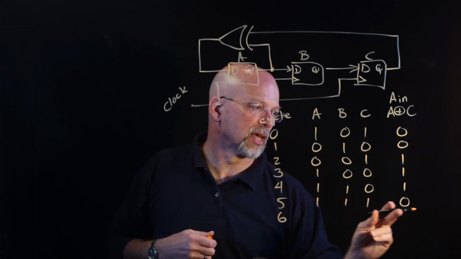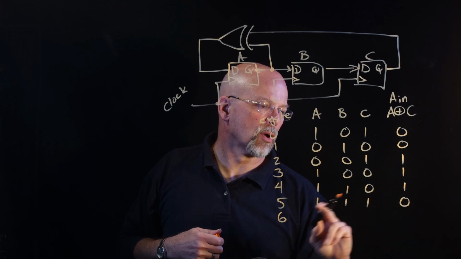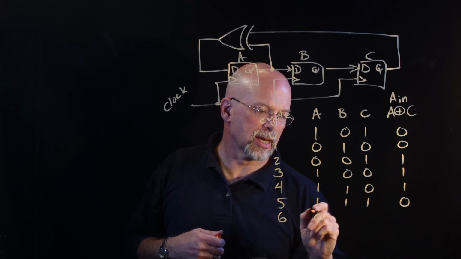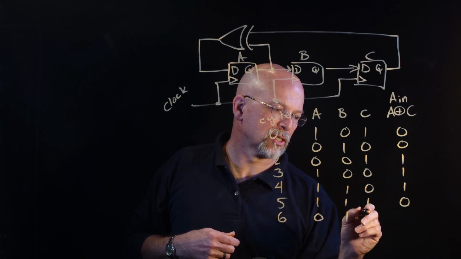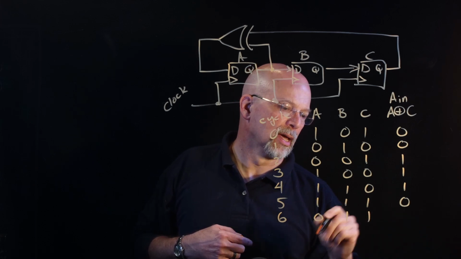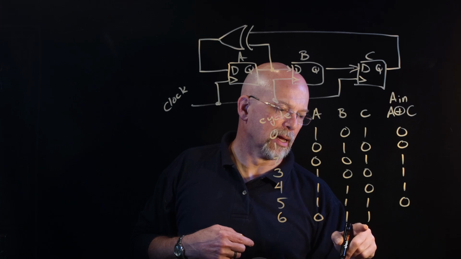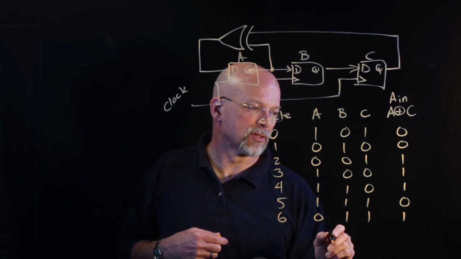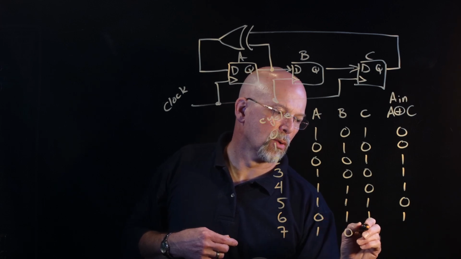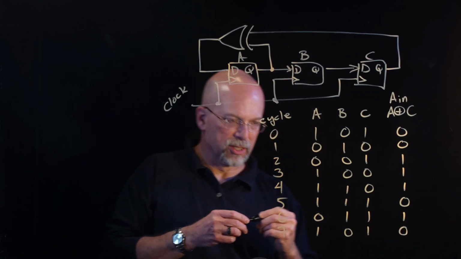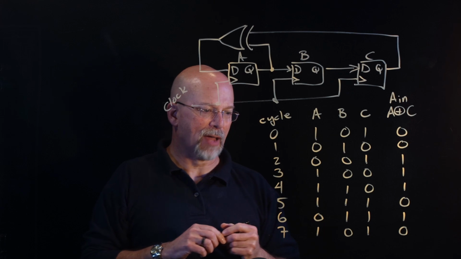So cycle 6, we have the exclusive OR of 1 and 1. That goes into A, that's a 0. And then B gets A's 1, C gets B's 1. Now A and C are different. That gives us a 1 for the exclusive OR. So in cycle 7, we have 1, 0, 1, which brings us back to our original seed value.